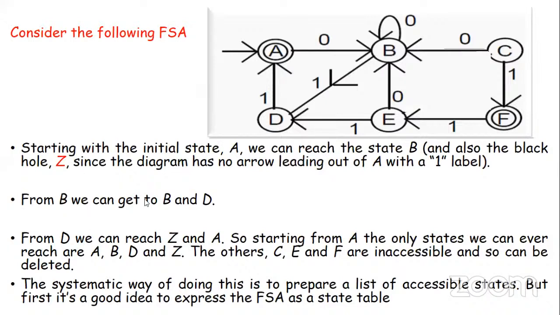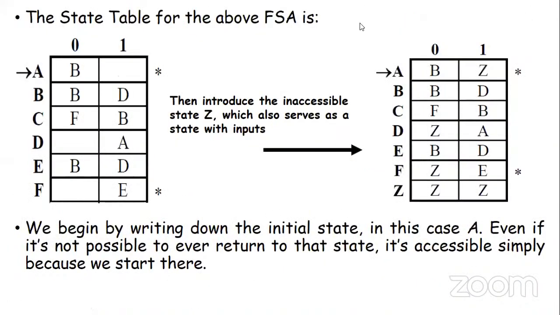From B, we can get to B and D. From D, we can get to Z. So only A, B, D, and Z can be reached by moving from each of these states one after the other. Other states are inaccessible and so can be deleted. So let's look at how that can be done. I'm sure by now, all of you should be able to draw the state table here.